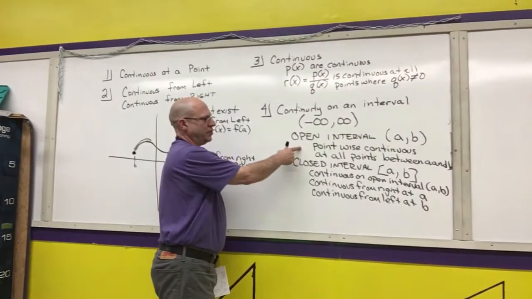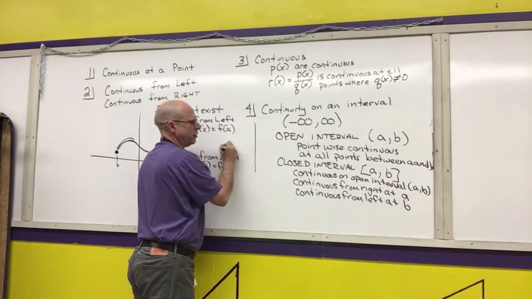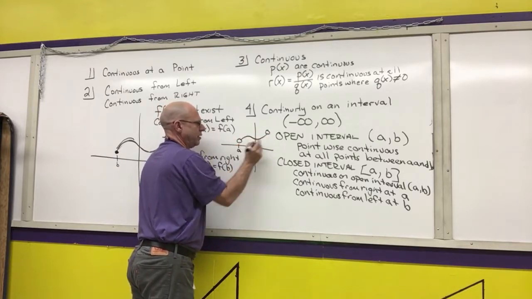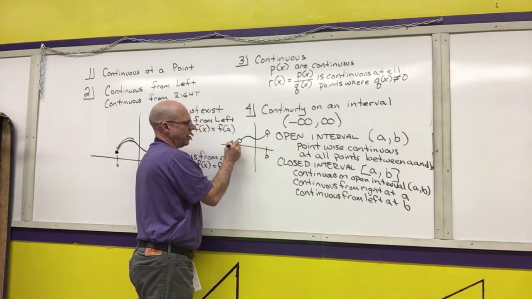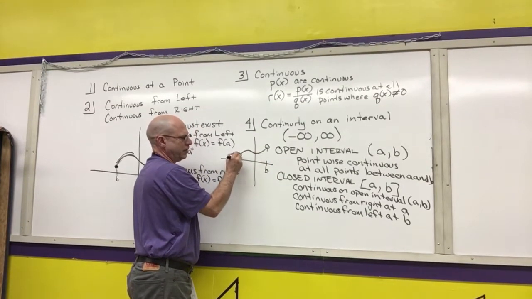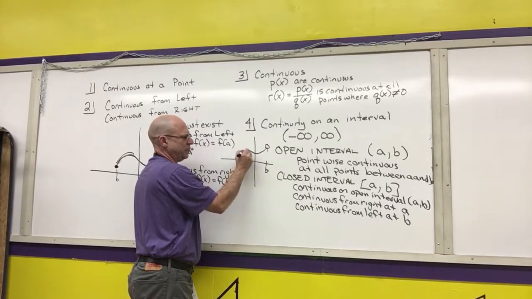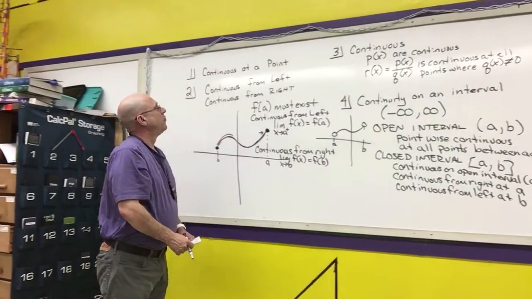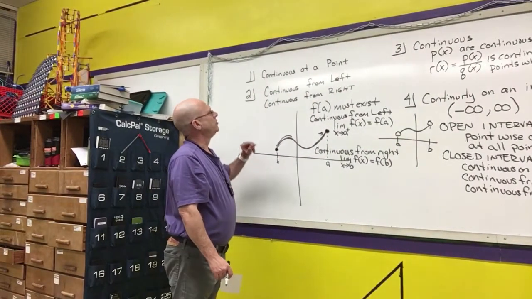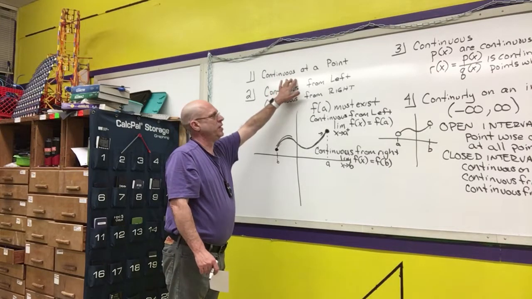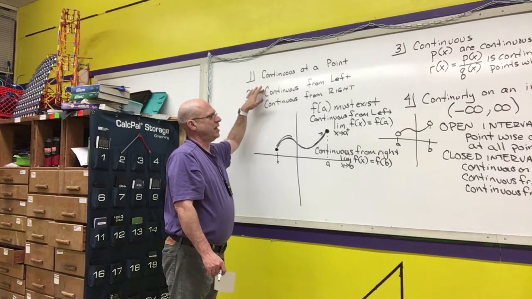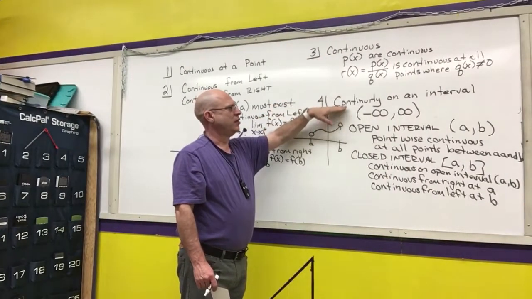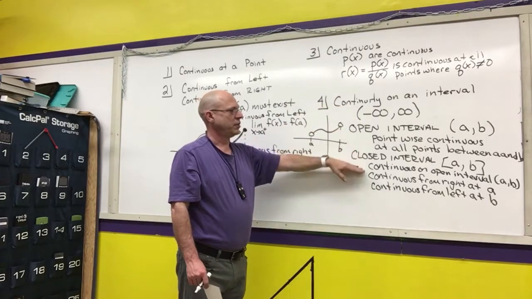An example of a graph for something that's continuous on the open interval would be something like this. If this is my point A, this is my point B, I do not need to be continuous from the right or left coming into this point or this point. I just have to be continuous in between the 2 points. So the 4 basic types of continuity that we're concerned about are when a graph is continuous at a point, when it's continuous from the left or continuous from the right, when it's overall continuous, and then continuity on our 2 types of intervals, which are open intervals and closed intervals.